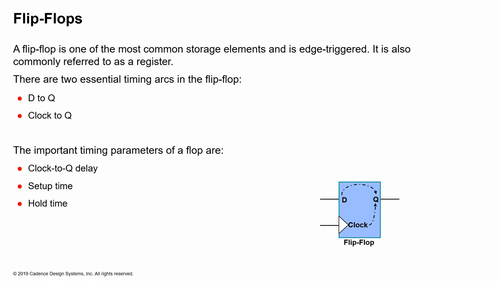When you look at the timing calculations, the clock to Q delay of the clock to Q timing arc is what is used in timing. So SDA tools will use that clock to Q delay whenever you look at timing reports, and the delays are calculated from the clock edge. The important timing parameters in a flop are the clock to Q delay, and we also have the setup time and the hold time requirements, and we'll talk about those in a second.